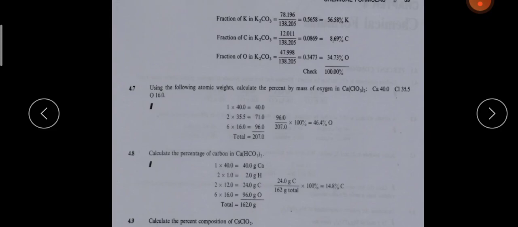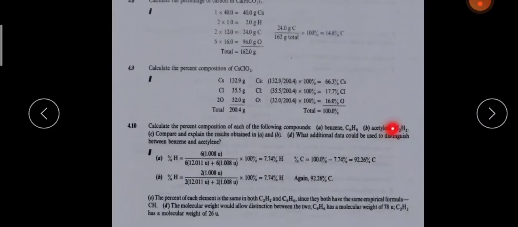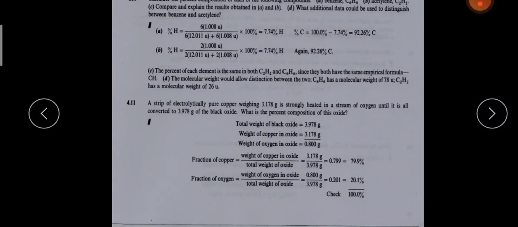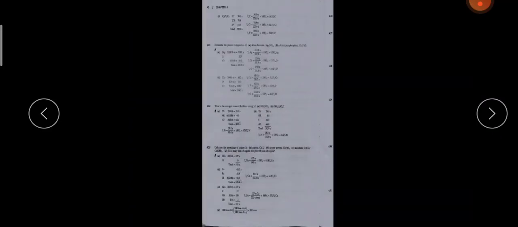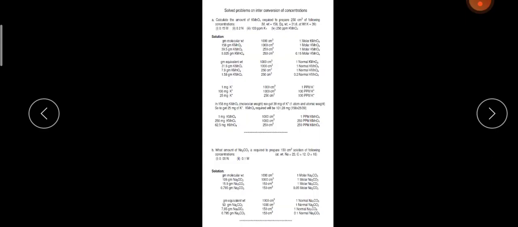Using the following atomic weights, calculate the percentage by mass of oxygen in calcium compound. You can solve this. Various examples are there for you. Yesterday I said you can take different examples. If you are not getting it, then I will show you. So many different numericals are there based on this percentage composition, which we have seen yesterday. You can try the different ones.